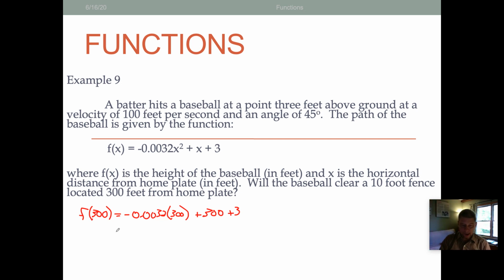Now, if you do a little bit of arithmetic here, get out your handy dandy four-function calculator and start plugging in some numbers. You get that, let's see, negative 0.0032 times 300 is negative 0.96. No, that can't be right.